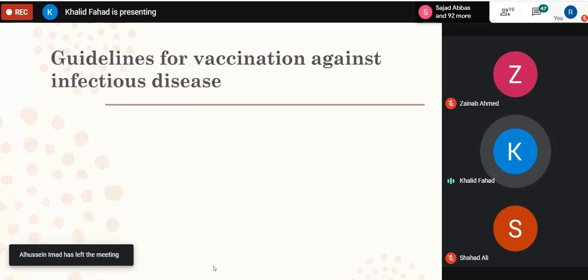What about the guidelines of vaccination against infectious agents? This is a homework.